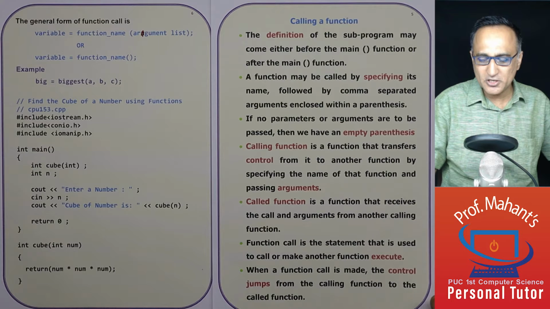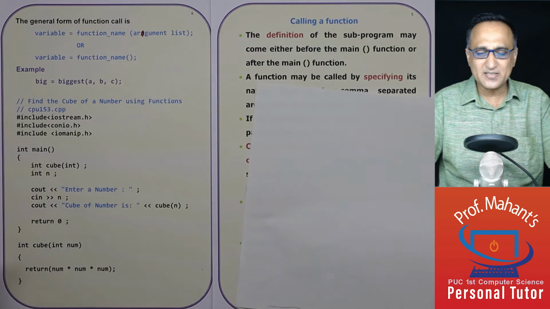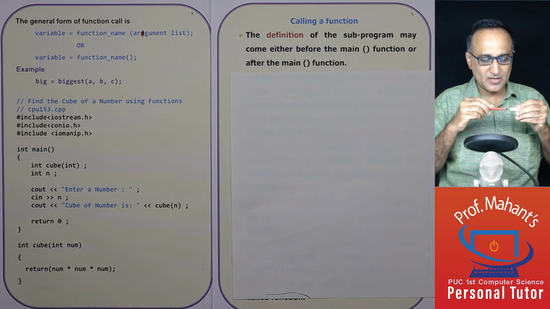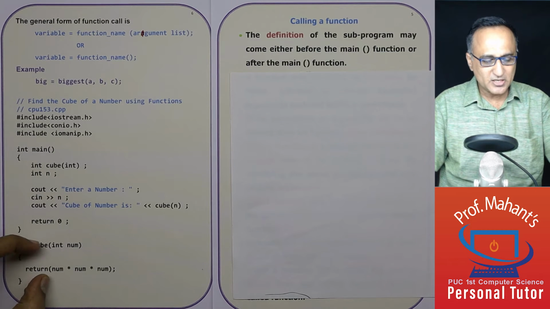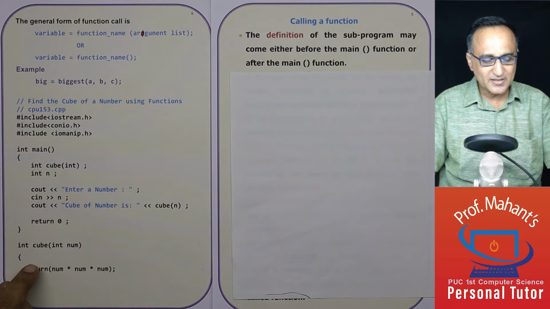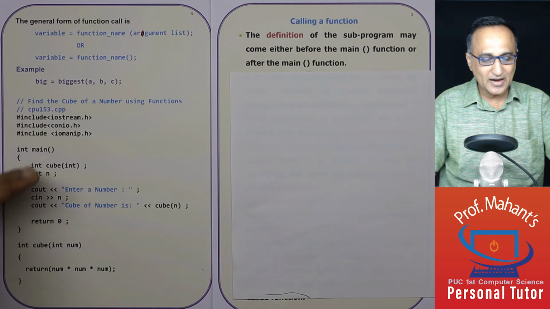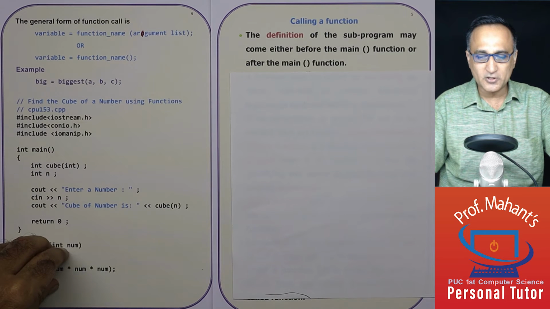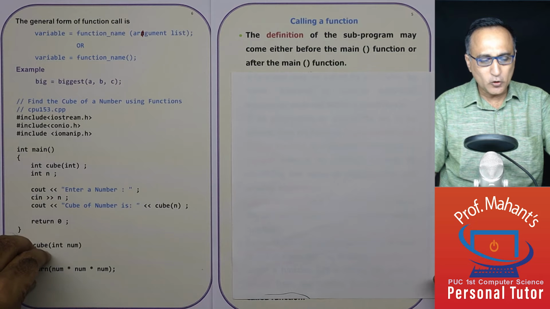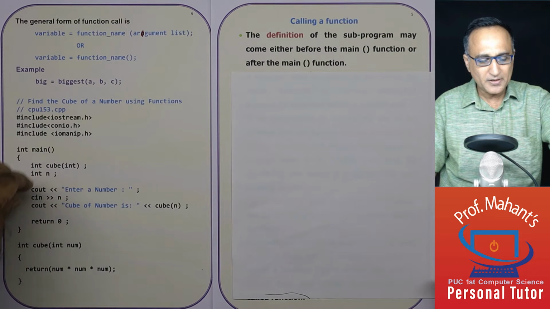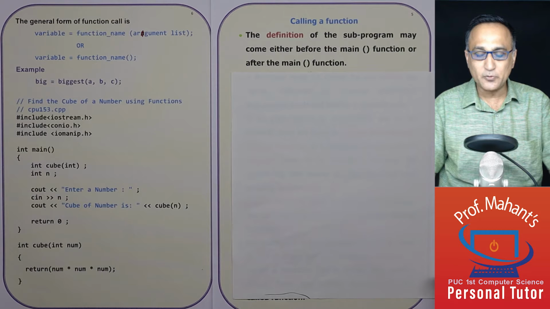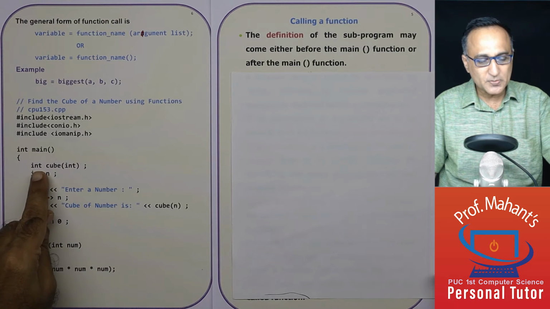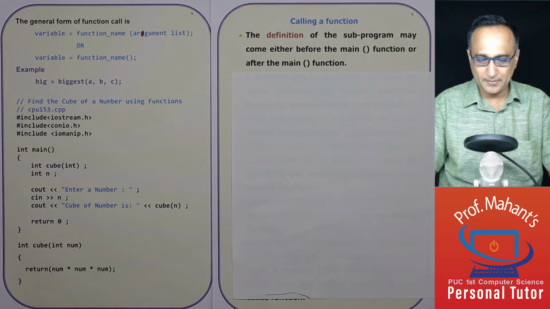There's a lot of terminology associated with functions. It's really a simple chapter. You just don't need to get scared listening to so much terminology. So now if you see here, this cube function is defined or created after the main function. Main is also a function, cube is also a function. So this int cube, you may type it above main or after main. It's up to you. But if you type it after main, you must specify this particular prototype.